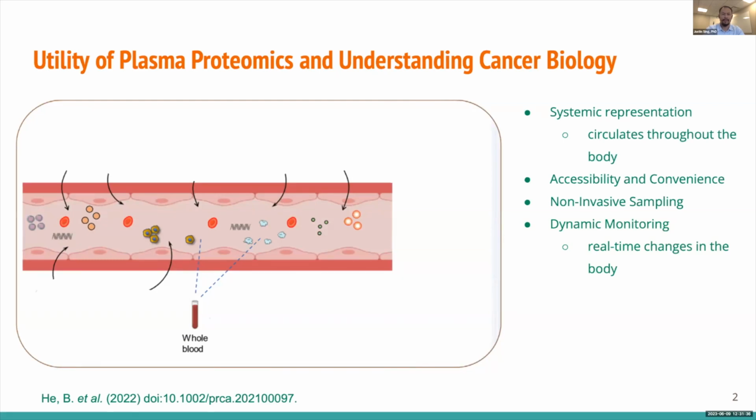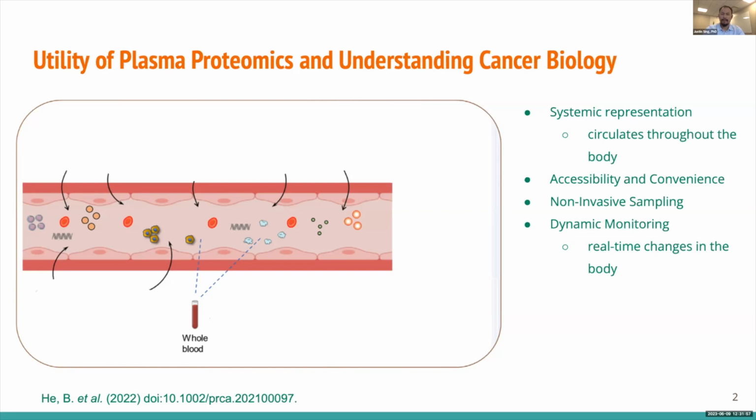And as a result, it carries valuable information about the overall physiological states, including any sort of disease-related changes. So if we analyze the plasma, we can obtain some of this systemic representation of the actual molecular landscape that might provide us with some insights into the body's responses to diseases like cancer.